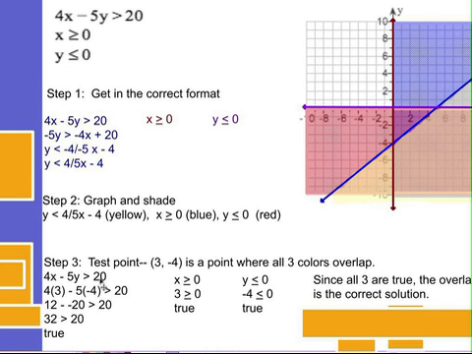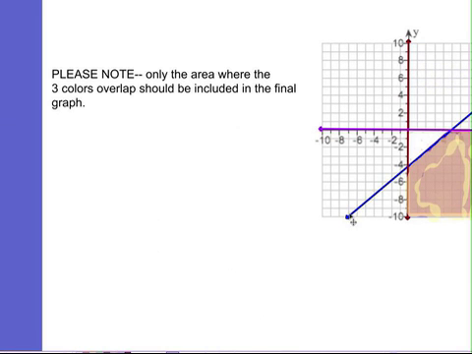Once again, with my final graph, I only include the area with all three colors. So I do not include the areas where there's only one or two of the colors.